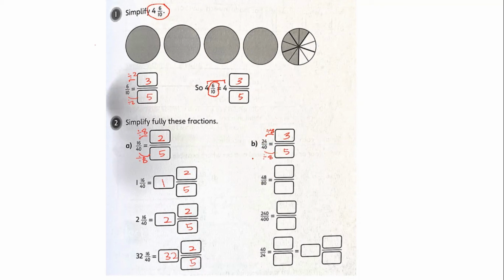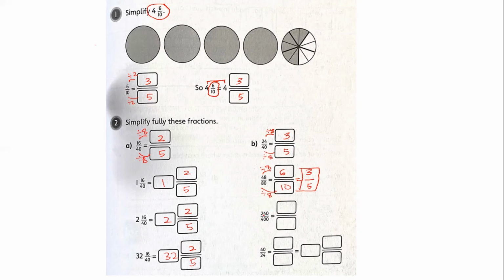And then we have 48 over 80. We also divide both numbers by 8. 48 divided by 8 is 6, and then 80 divided by 8 is 10. And then we can simplify the number again by dividing by 2. So 6 divided by 2 is 3, and then 10 divided by 2 is 5. So the simplest fraction is here. If we can still divide the numbers, we just need to divide them to make them simplified.